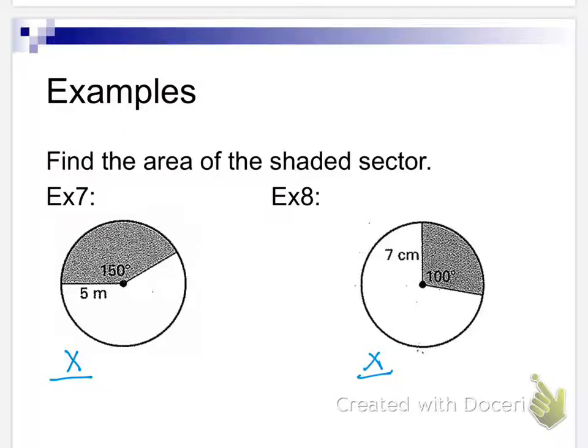So we had to find the area of the entire circle. Area equals pi r squared. Here we know that my r is 5, so I can do pi times 5 meters squared. That gives me 25 pi meters squared. If you put this into your calculator, it's going to give you approximately 78.5 is what I got.